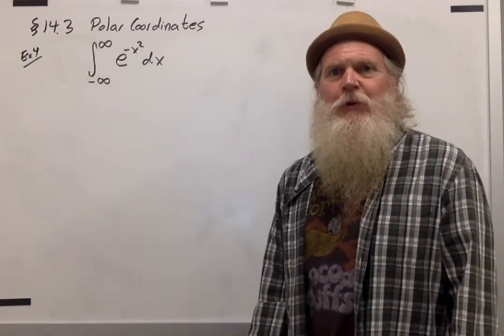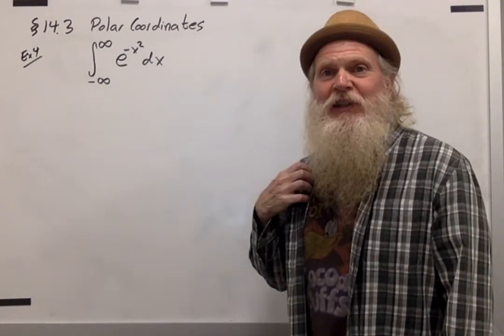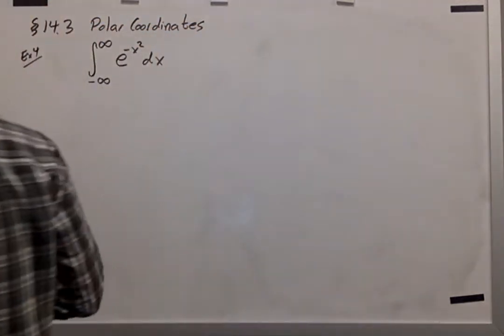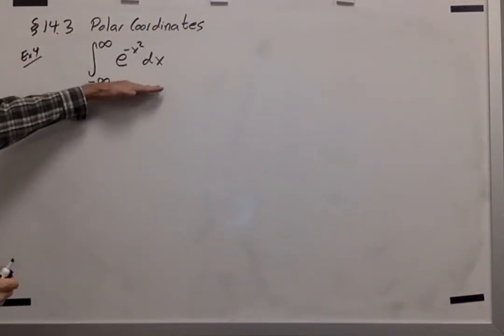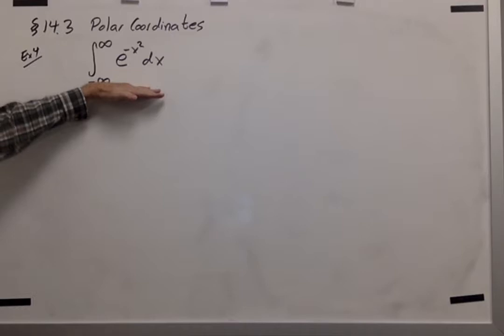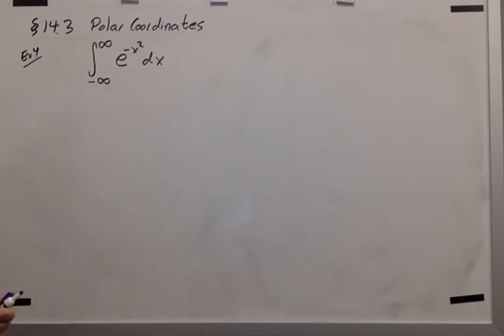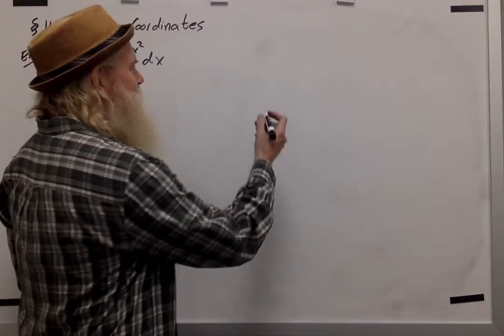As a last example of polar coordinates, I'd like to show you one of my favorite integrals. This is one which doesn't look like a Cal 3 integral at all: the integral from negative infinity to infinity of e to the negative x squared dx. But it turns out I don't know any Calculus 2 techniques that allow us to figure out what it is.